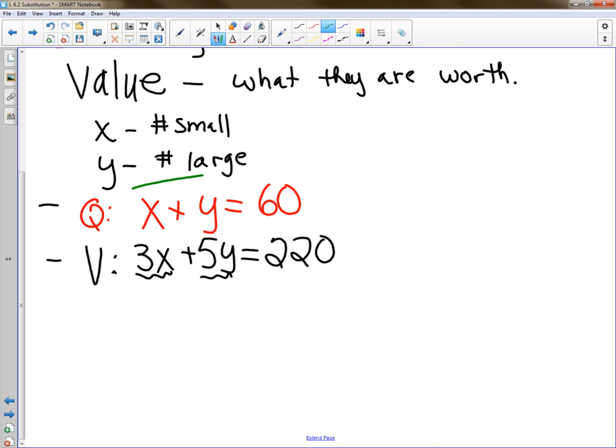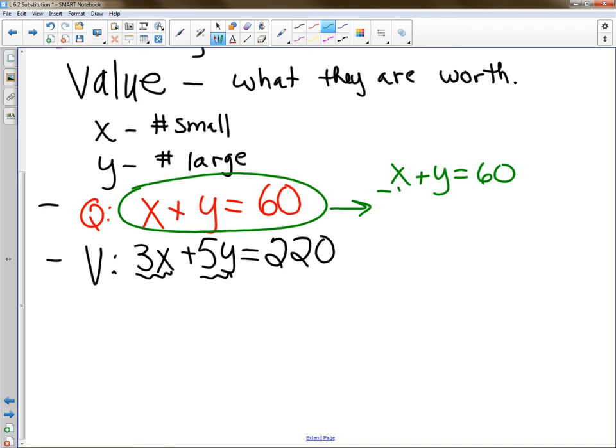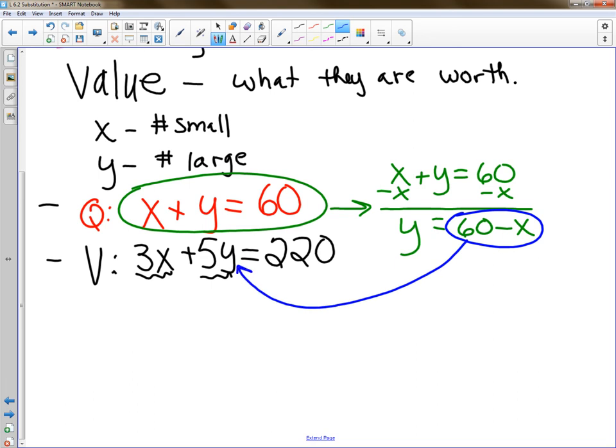So I'm noticing that the first equation has a single variable x and a single variable y. I'm going to take this equation and transform it to make it look like this. Subtract x from both sides. I get y equals 60 minus x. And now I have a value of what y equals. It's 60 minus x. Using the substitution method, I can put this value in place of y in the second equation.